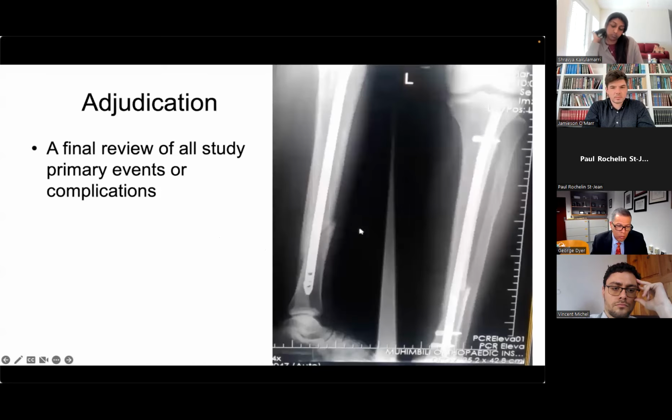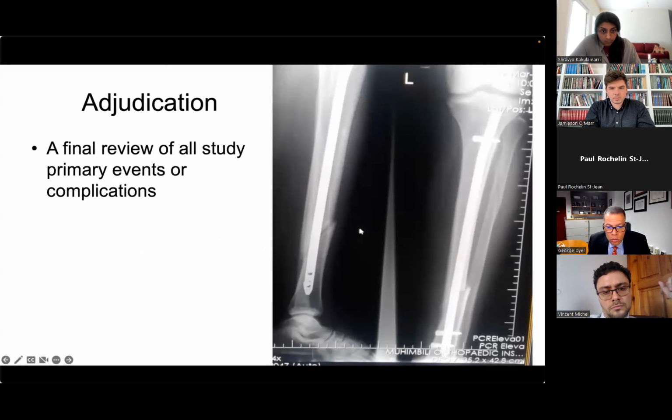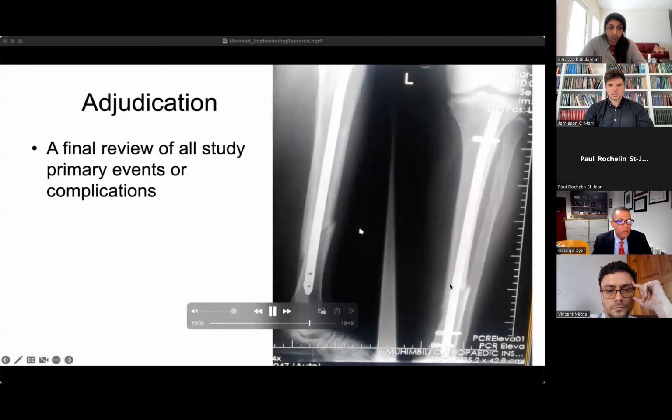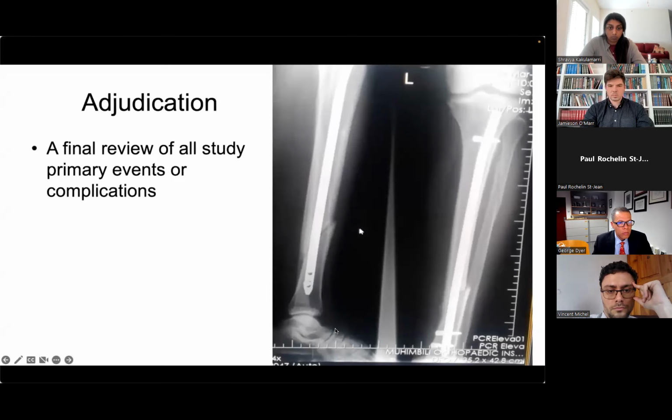Adjudication. A final review of all study primary events or complications is really, really important. This needs to happen iteratively over the course of the trial. You need to have an agreed upon set of parameters by which a study event, such as an infection or a reoperation, is adjudicated, and proper recording of outcomes is being followed by an adjudication process.